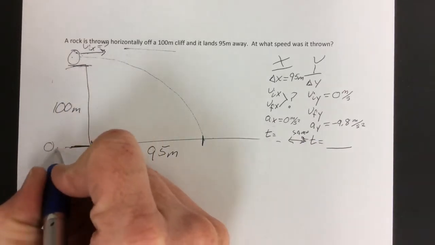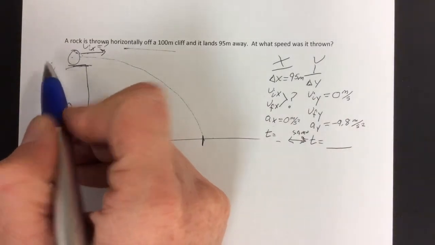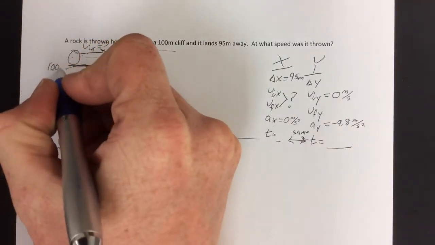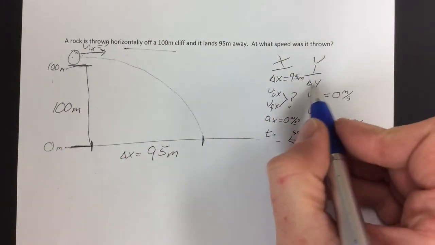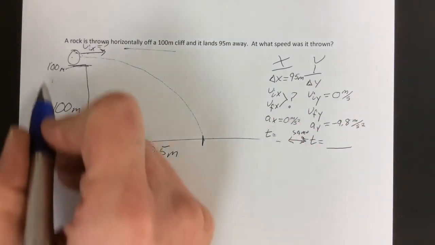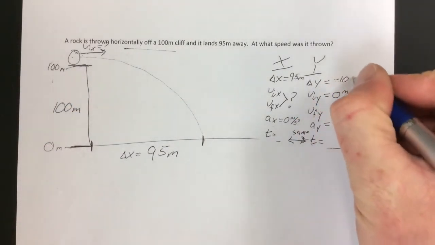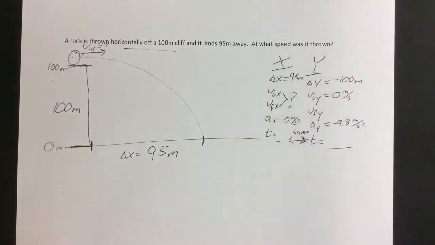My rock goes from here to here. Now, if I define this to be my 0 mark, which is what we tend to do, my initial position is up here at 100. The change in position, final, is 0 minus my initial of 100. Or you can ask, is that object going up or going down? It's going down, so therefore negative 100 meters.